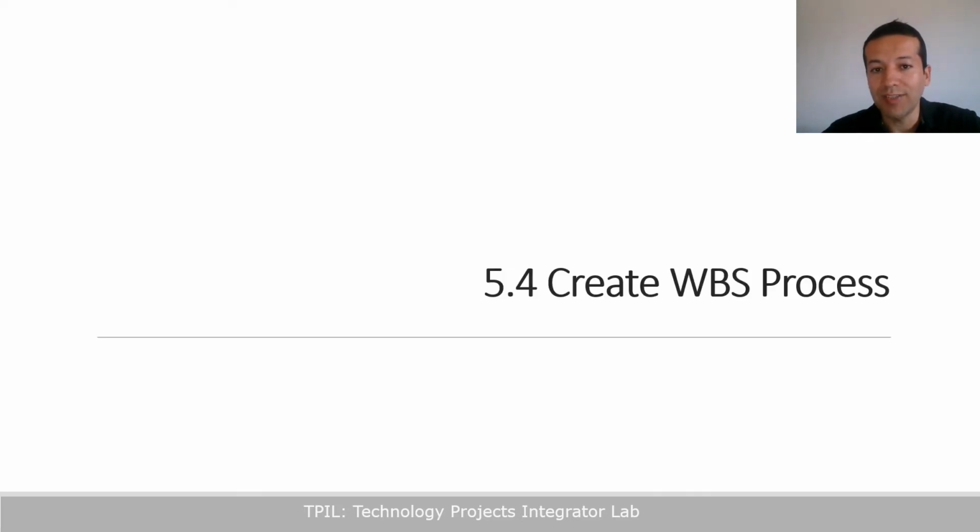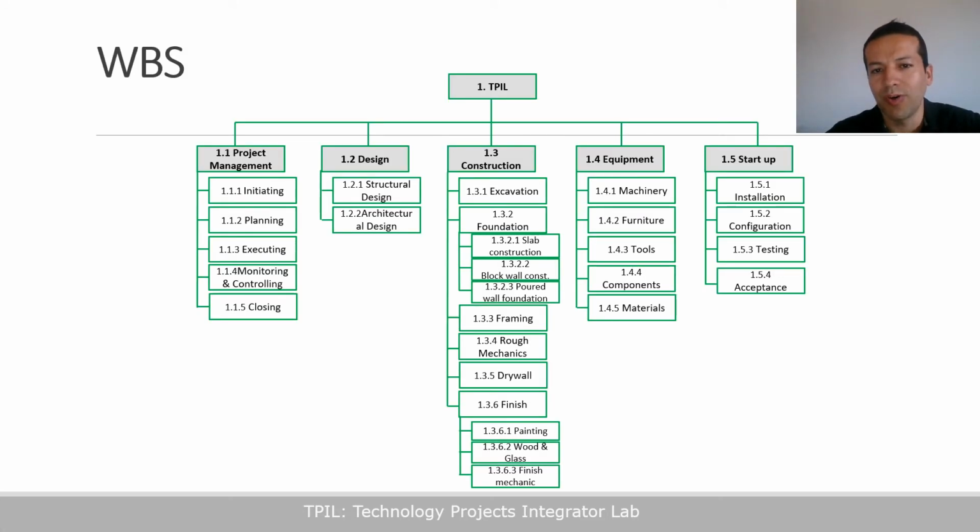And finally, we have the create work breakdown structure process. The work breakdown structure of TPIL shows a work decomposition divided into 5 main areas: project management, which is a transversal area; the design, which covers the structural and architectural design; the construction phase, which involves the activities for the construction of the physical structure; the equipment, which includes the acquisition, transportation, and accommodation of elements; and the last phase, which is the startup, that covers installation, configuration, testing, and acceptance of the equipment.